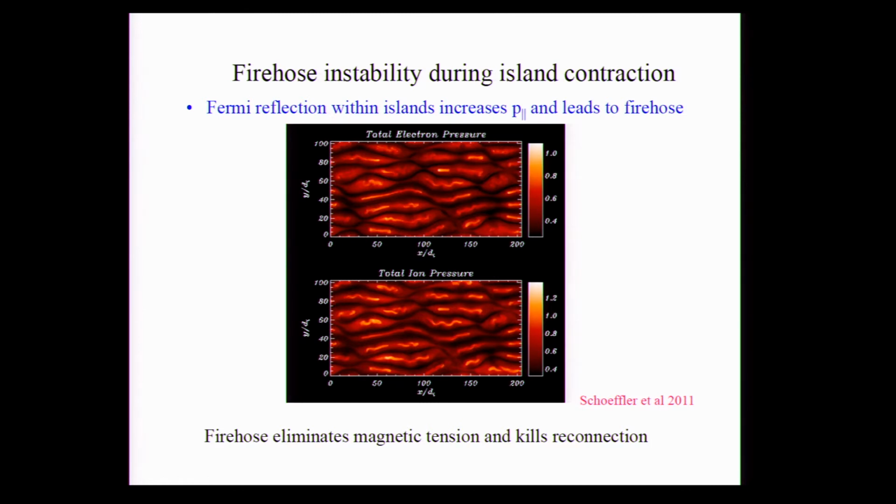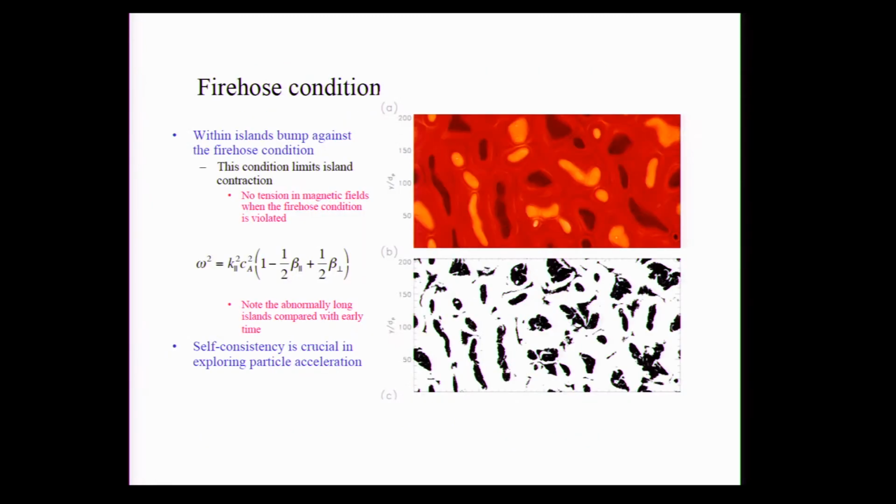Okay, so particle acceleration increases the parallel velocity of the particles. That means their parallel pressure goes up. And there's this thing called the Weibel instability, which goes unstable if there's too much pressure anisotropy, and that's what you see here. All these little kinks in here are due to the Weibel instability. And so that's an important feedback mechanism.